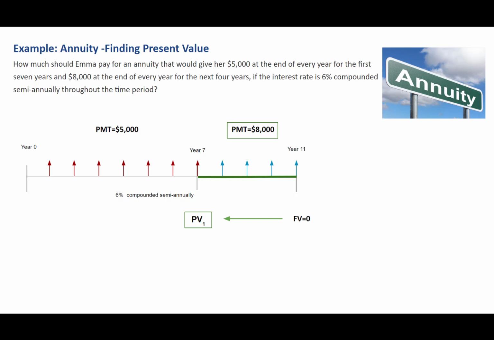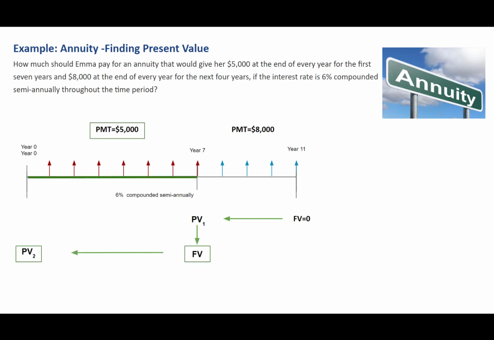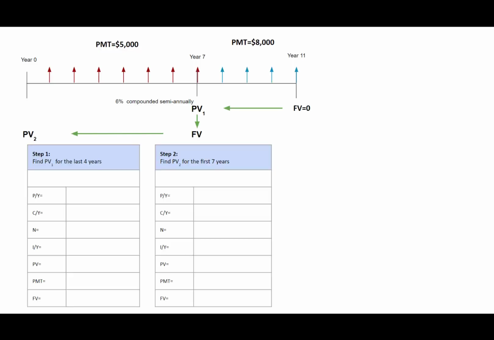In step 1, we'll find the present value PV1 for the second time segment. In the second step, when we look at the first 7 years, the PV1 becomes the future value for this time segment. We can then calculate PV2, which would be the price that Emma will pay for this annuity. In order to do the calculations, we'll need to identify the 7 variables for both of the steps: PY, CY, N, IY, PV, PMT, and FV.